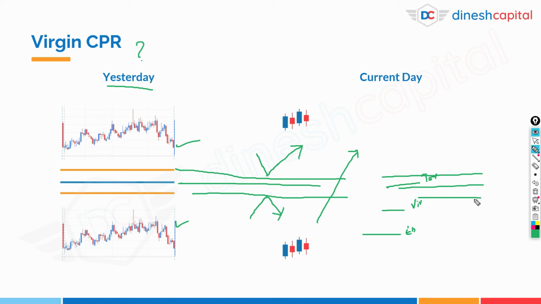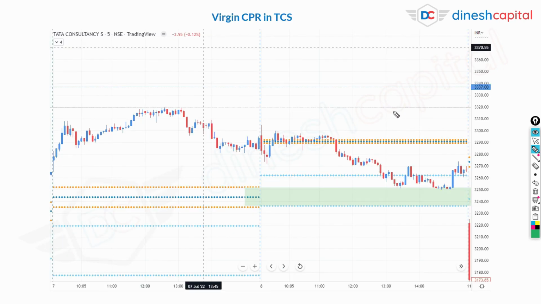Let's look at an example in a chart. We are looking at the chart of TCS on 7th and 8th of July 2022. On 7th July, the price did not touch the CPR level for the whole trading day. So we have a virgin CPR situation here. We have to extend this level to the current day chart like this, like I have done here, because this is also an important level if the price comes near to it.